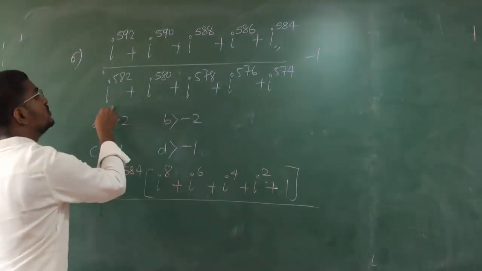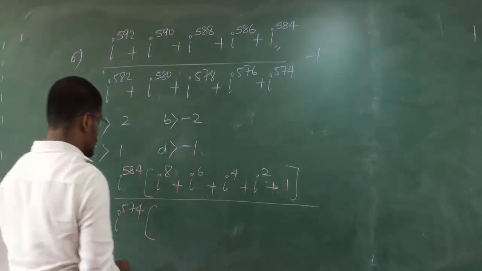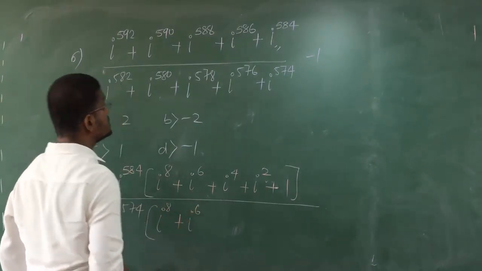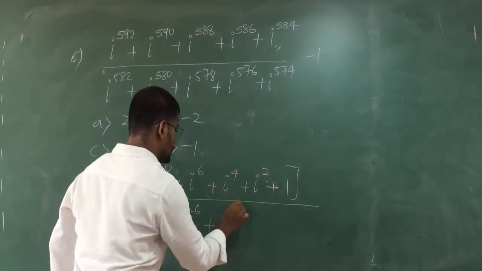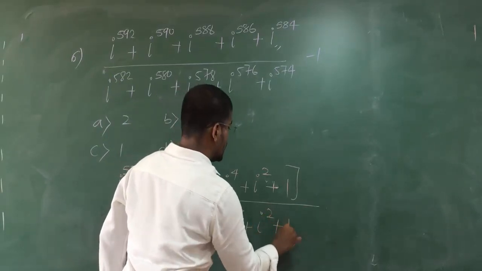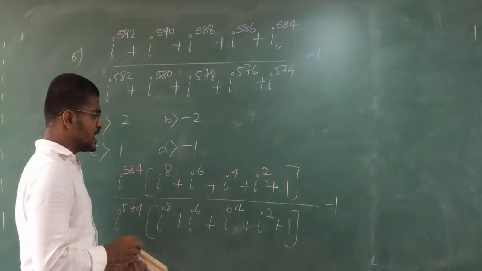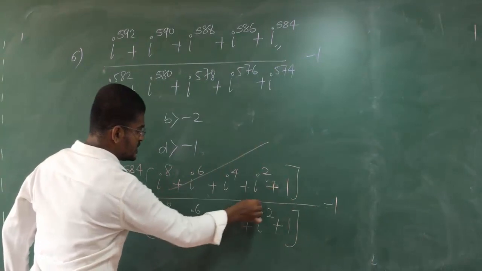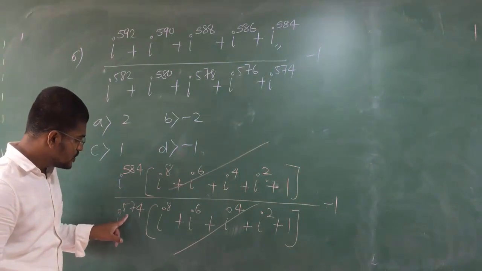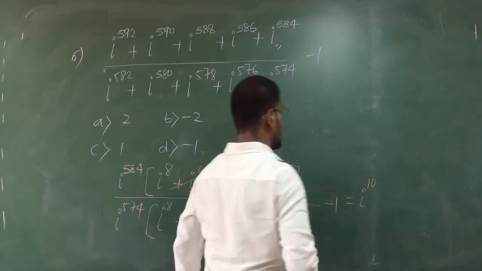Divided by, from this you take i to the power of 574 common. So what are you going to have? i to the power of 8 plus i to the power of 6 plus i to the power of 4 plus i to the power of 2 plus 1 minus 1 as it is. Clear? So clearly you can see that this term and this term will get cancelled. Here i to the power of 584 divided by i to the power of 574. How can you write this? i to the power of 10 you can write.